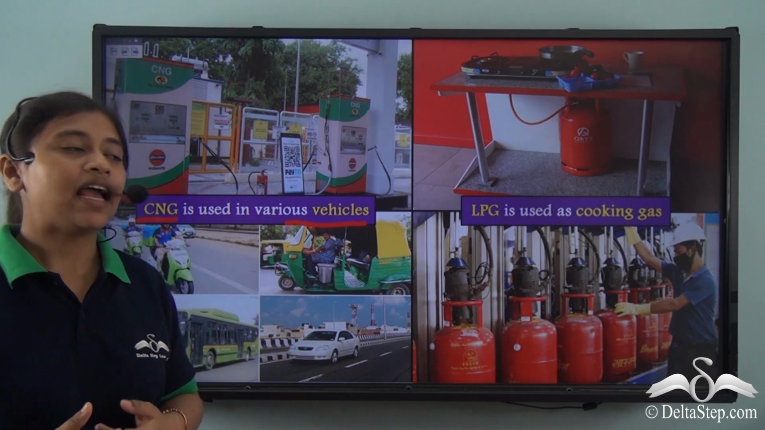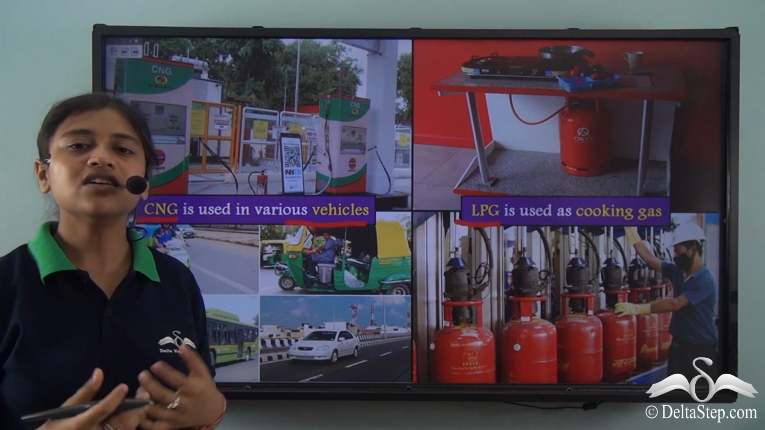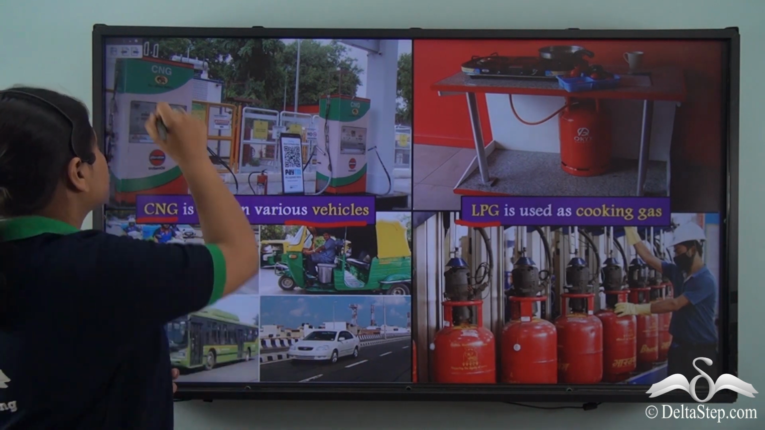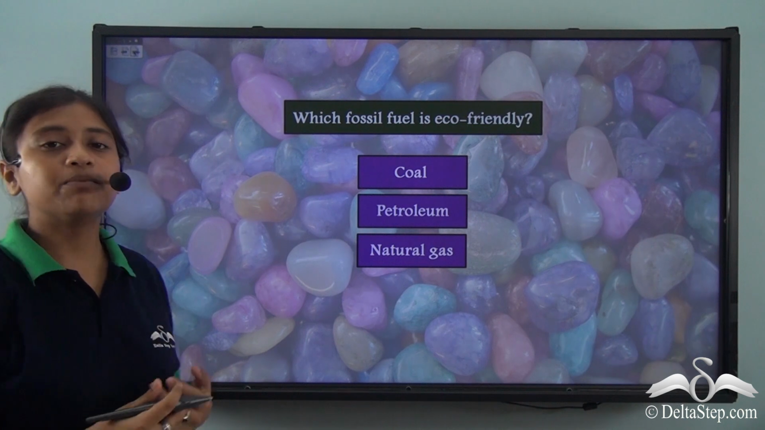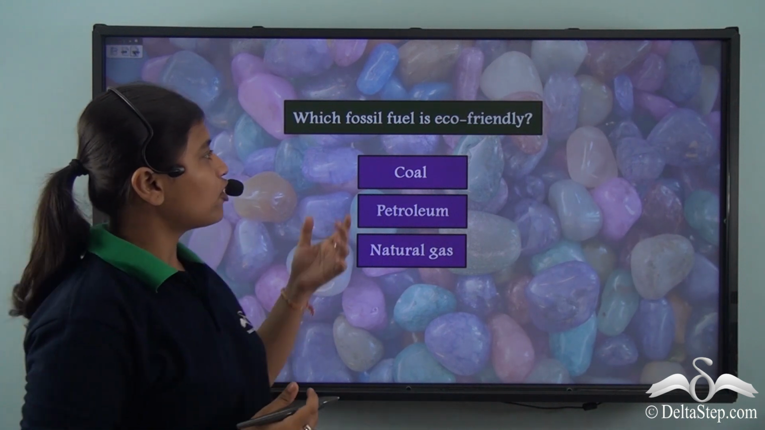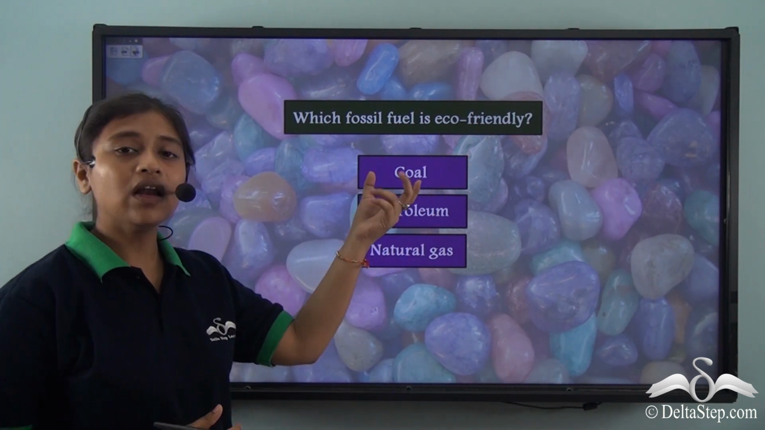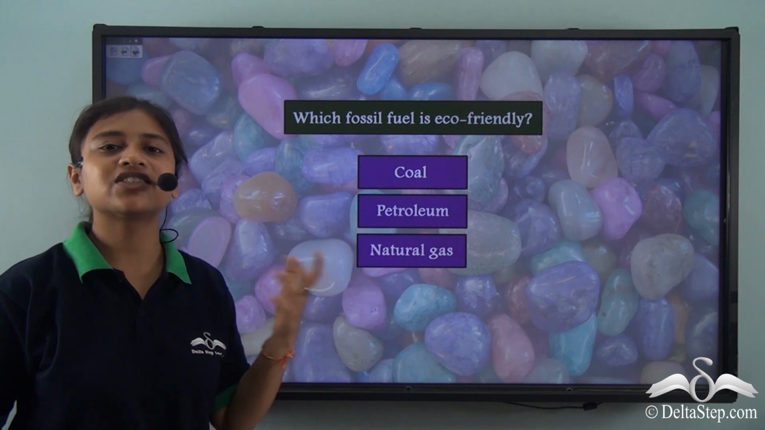Other than that, LPG is also obtained from natural gas, which is used as a cooking gas. So before we proceed with the lesson, could you help me answer this question? Which fossil fuel is eco-friendly in nature? Is it coal, is it petroleum, or is it natural gas?